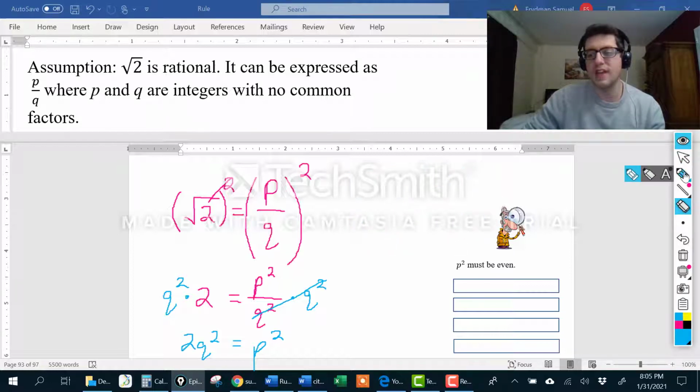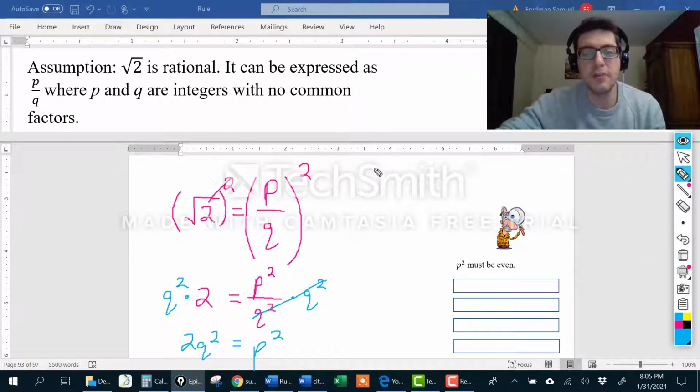Because if I were to take an odd number and square it, for example, 3, if I do 3 squared, which means 3 times 3, I get 9. Let's think of another odd number. If I do 5 squared, which means 5 times 5, I get 25.